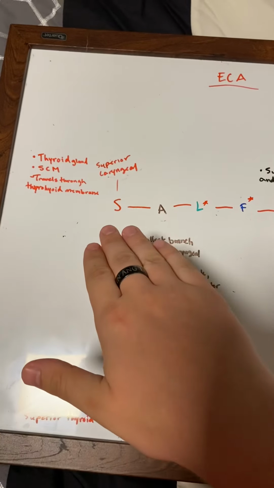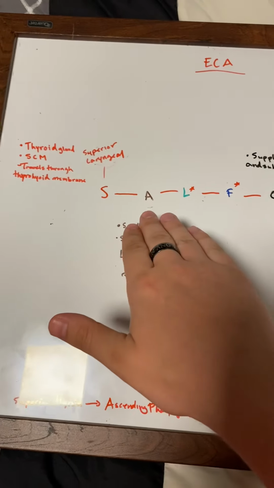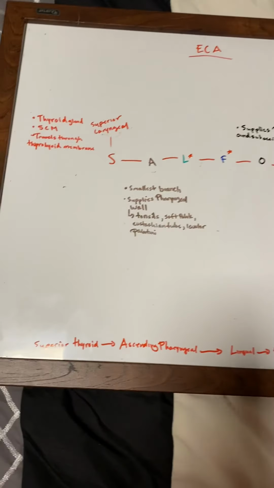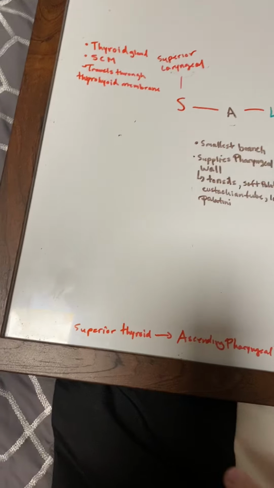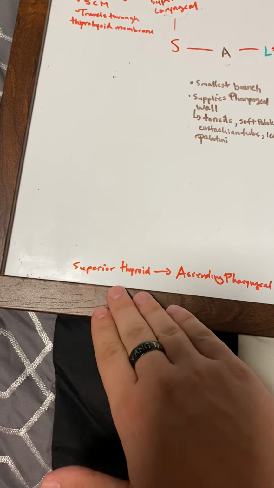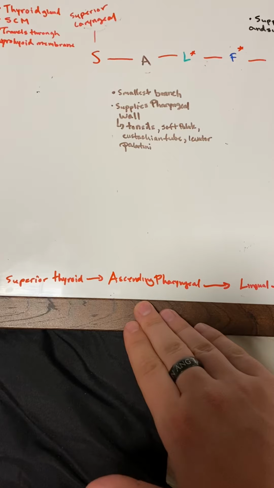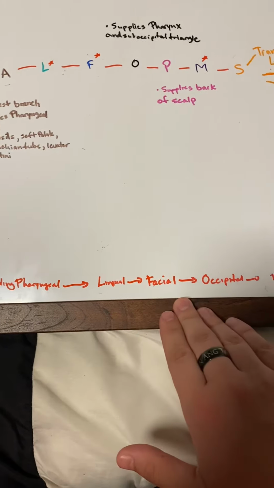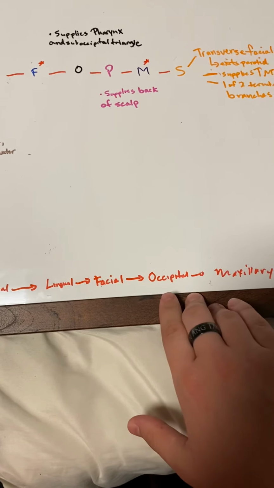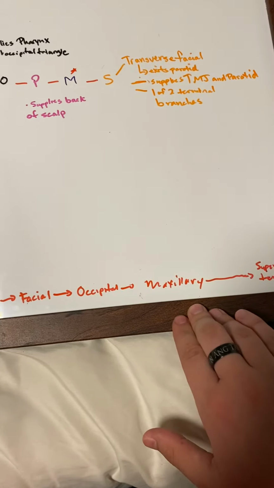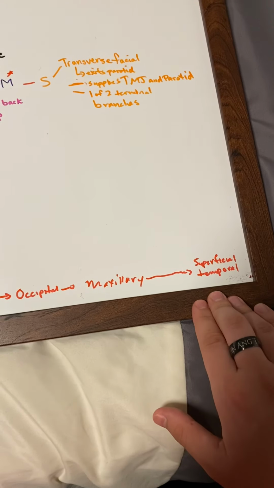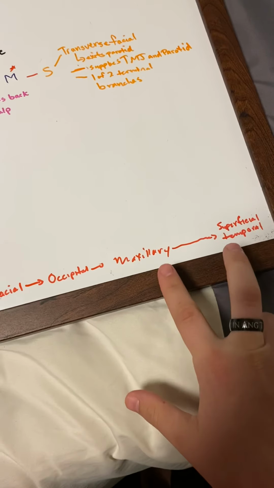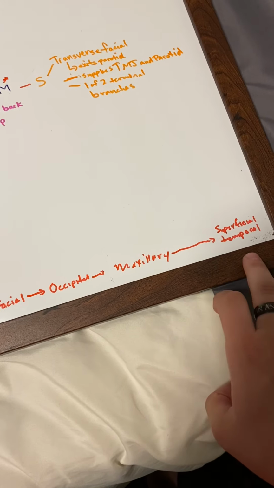So the mnemonic that we're going to use is "some anatomists like freaking out poor medical students." I feel like it's the easiest one just because it kind of applies to us. So you can say it with me. Superior thyroid, ascending pharyngeal for anatomists, so some anatomists. Lingual is like, facial is freaking, occipital is out, maxillary is medical, and then superficial temporal is students. So these two guys are terminal branches, maxillary and superficial temporal.